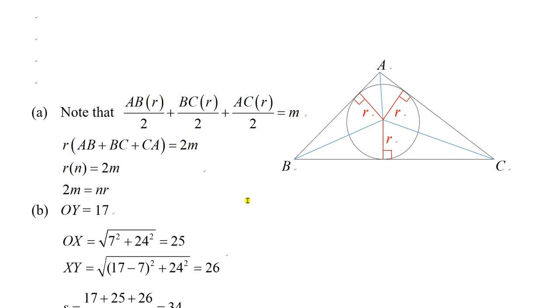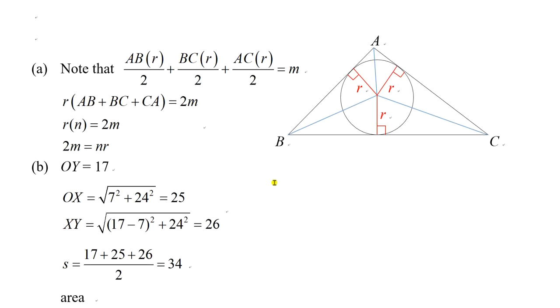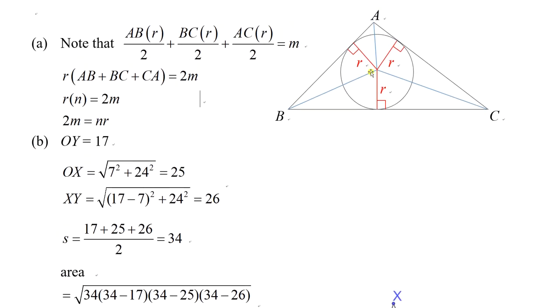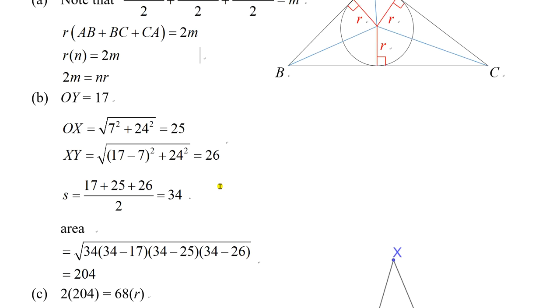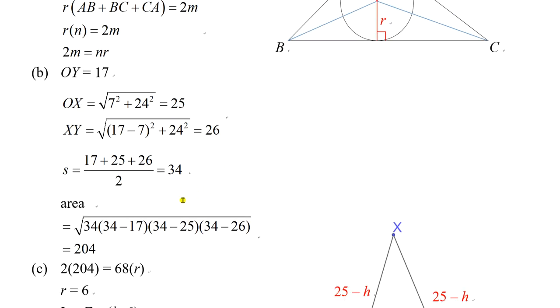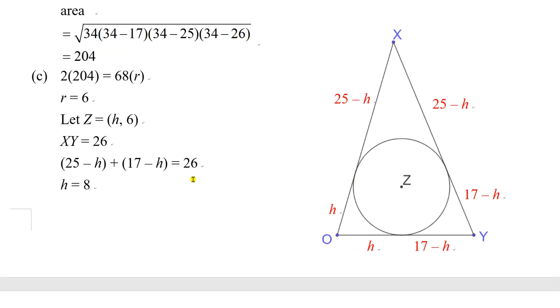And part B, quite straightforward. You just use the Pythagoras theorem to find the length of these 3 sides. OY is 17, OX is 25, and XY is 26. So you can just find the area of this triangle, 204. Quite straightforward. Okay. So part C, that's the important thing here.